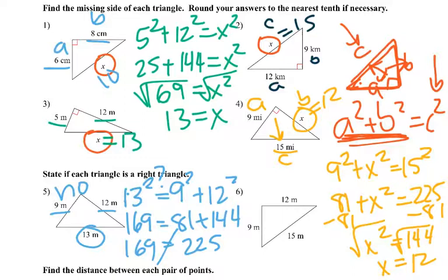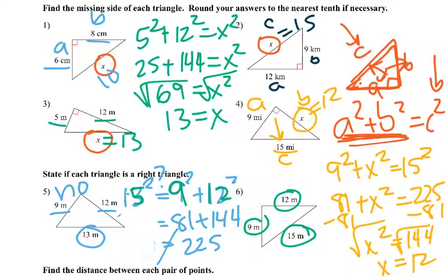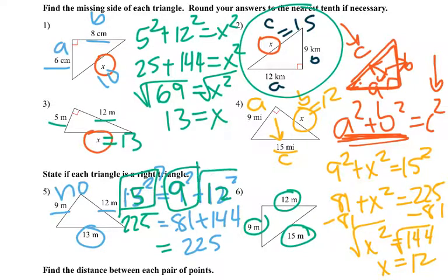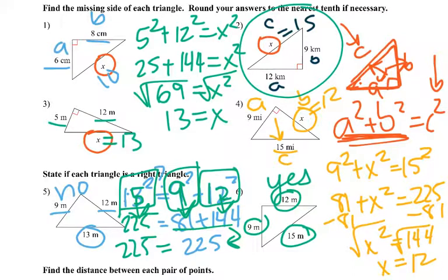Now, if we look at 6, it's kind of similar, isn't it? We've got 9 and 12 here. So 9 and 12, and then 15 would go right here. Well, 15 squared is 225. So we should be able to see that actually this one's going to work, isn't it? And we saw it here in this triangle, right? So we'd go 15 squared equals 9 squared plus 12 squared. 12 squared is 144, 9 squared is 81, 15 squared is 225. 81 plus 144 is 225, they're the same. So number 6 would, yes, be a right triangle.